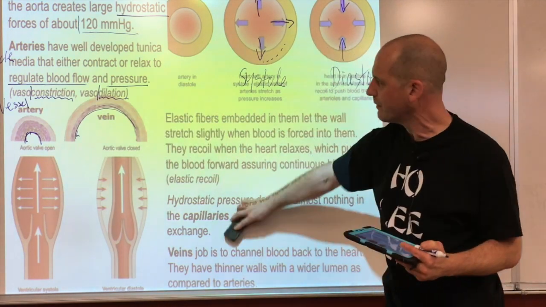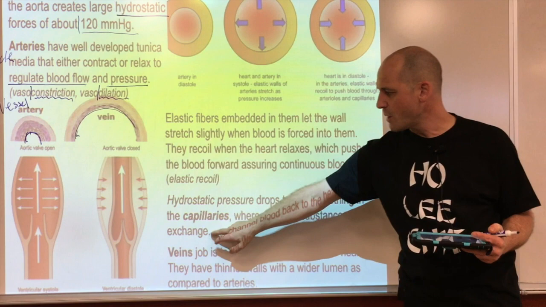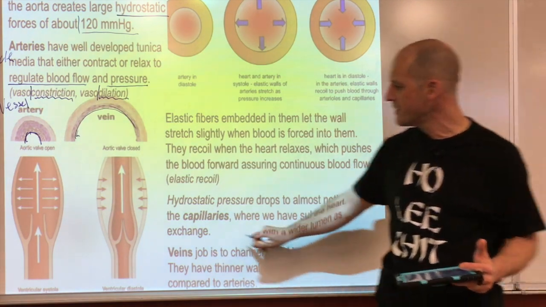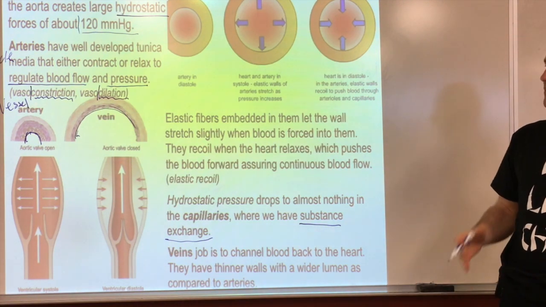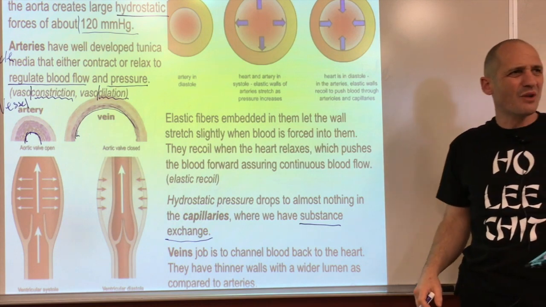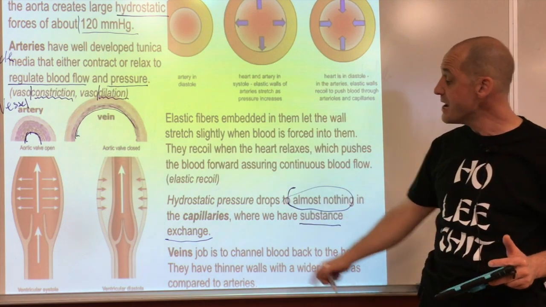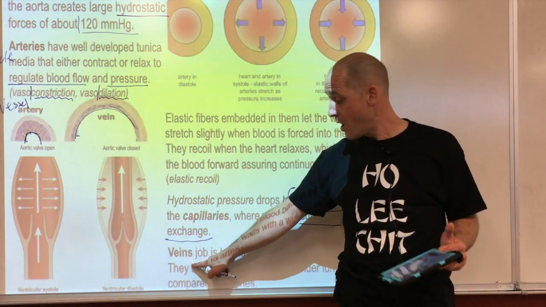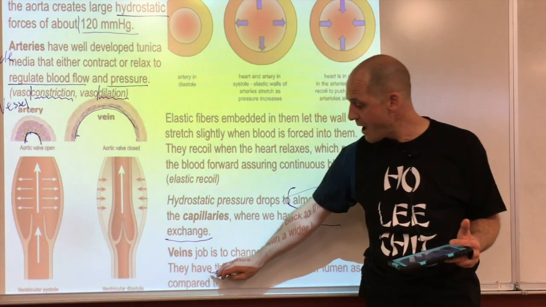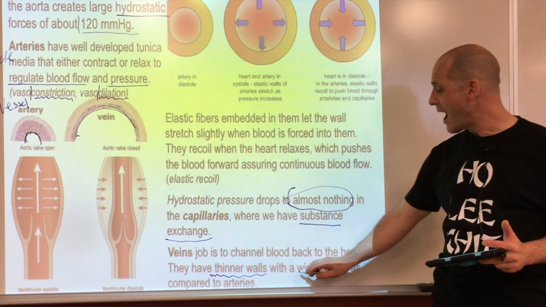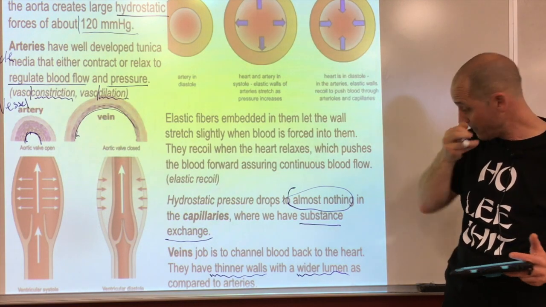And then, as I mentioned on the previous page, in the capillaries we have a substance exchange. So that's when we need to have no more force, no more blood pressure going through those vessels. Because, well, a little to push it out, but not too much, because we don't want to force it too heavily. So it's almost nothing at that level. And then the veins definitely don't have any pressure in them. They basically channel the blood back to the heart. They end up having thinner walls and wider lumen, wider inside. The lumen is the space on the inside, the open space where blood can go through.